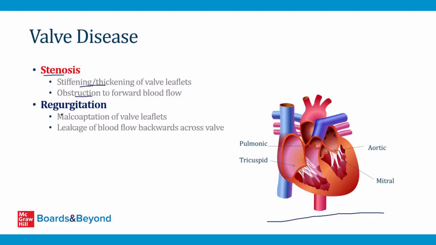The other way a valve can develop problems is with regurgitation. So remember, all four heart valves are supposed to close during parts of the cardiac cycle and not allow blood to flow backwards across them. But if there's malcoaptation of the valve leaflets, meaning that they don't come together normally and seal, then you can get leakage of blood backwards across the valve, and that's regurgitant valve disease.